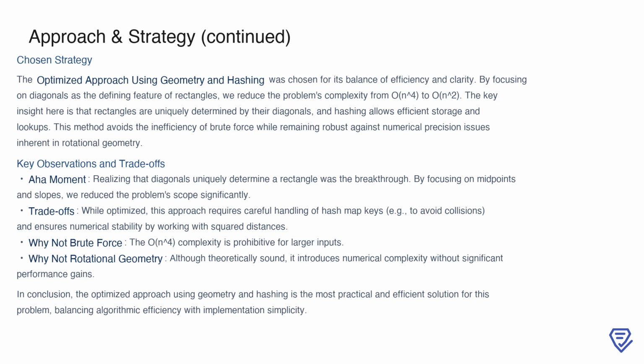One pivotal observation was that by focusing on midpoints and slopes of diagonals, we could streamline the problem and eliminate unnecessary calculations. However, this approach does come with trade-offs. It requires careful handling of hash map keys to avoid collisions and ensures numerical stability by working with squared distances rather than raw floating point values.